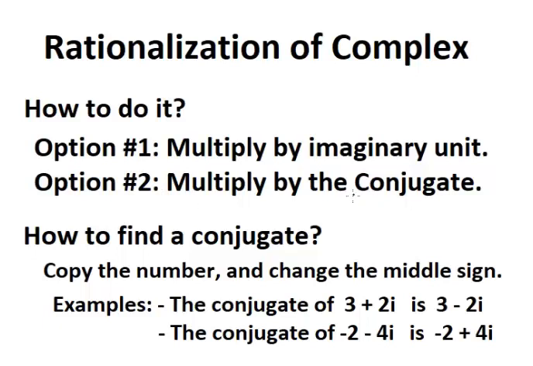The word conjugate might confuse some people, so we're going to explain it. How do we find a conjugate? Or what exactly is a conjugate? A conjugate is basically the same number that we have on the denominator, only changing the middle sign of it. For example, the conjugate of 3 plus 2i would be 3 minus 2i. If you notice, I'm only changing the middle sign. The rest, I'm just copying it. Same thing if we have the number -2 minus 4i. The conjugate will be -2 again, but in this case plus 4i. So it's pretty simple to know how to find the conjugate.